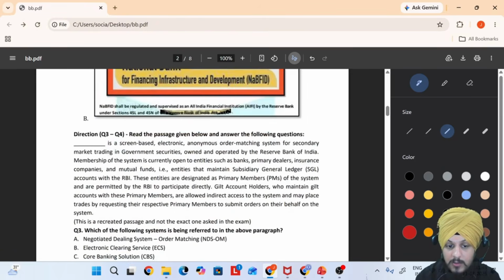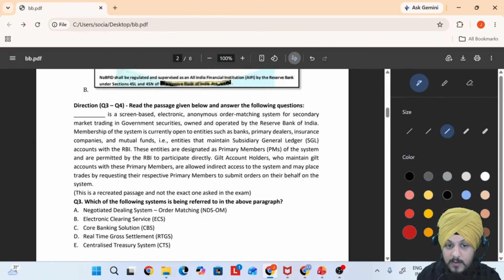Now, question number three. Again, a passage-based question. So NDS-OM is a screen-based electronic anonymous order matching system for secondary market trading in government securities owned and operated by the RBI. Membership of the system is currently open to entities such as banks, primary dealers, and insurance companies that maintain subsidiary general ledger accounts with the RBI. These entities are designated as primary members of the system and are permitted by the RBI to participate directly.